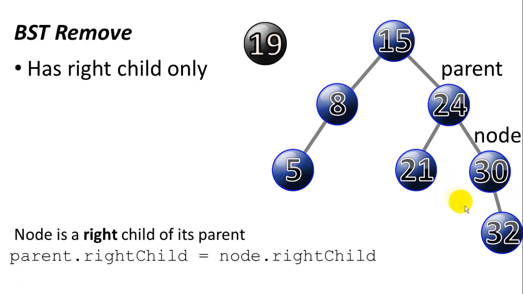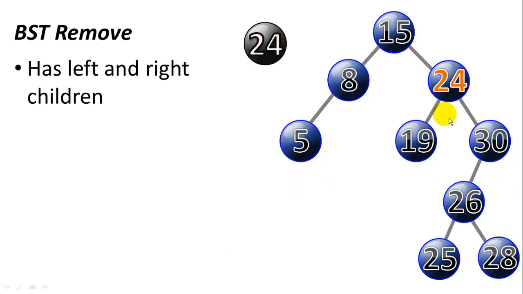And then if node is a right child of its parent, in this case, let's say 30, node 30 is a right child of its parent 24. We want to delete node 30. We can move 32 up to where 30 is. And we do that by saying parent.rightChild equals node.rightChild, or 30's right child. So 24's right child becomes 30's right child.